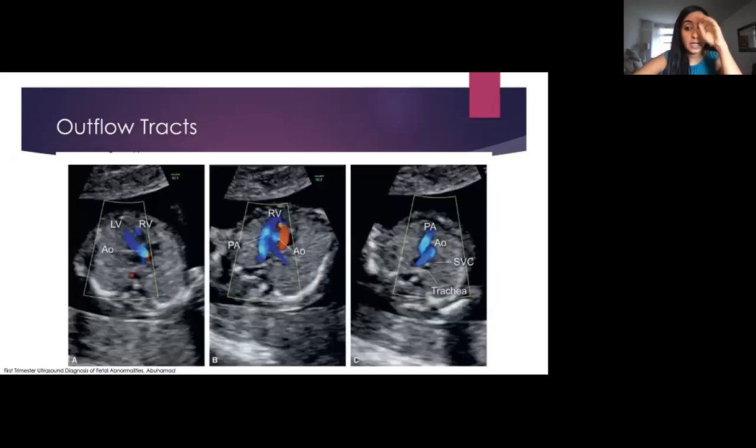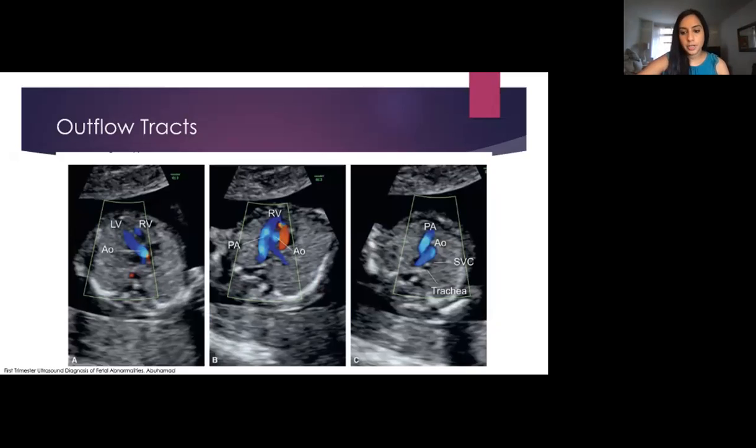So this was a transvaginal scan of the outflow tracts with color Doppler at 13 weeks. In A, you can clearly see your LVOT. In B, you can see your pulmonary artery. And C is your 3-vessel trachea view. And while you can clearly see the LVOT in A, it's actually very difficult to obtain in the first trimester, and it's not as useful or helpful in the first trimester, but comparatively, the 3-vessel trachea view is very helpful.